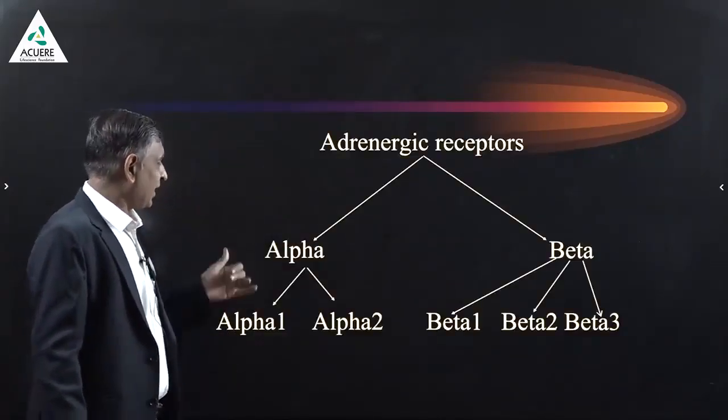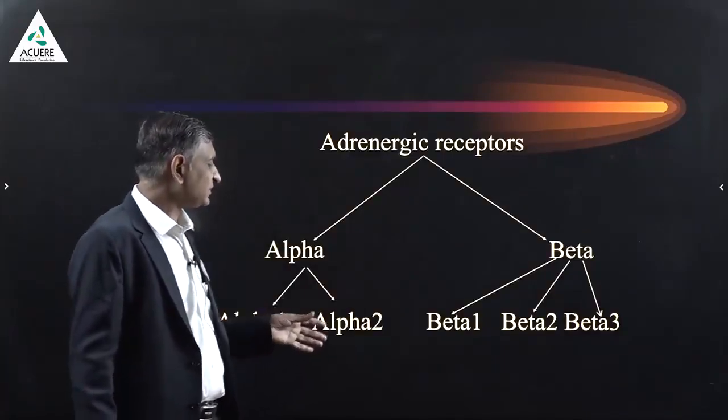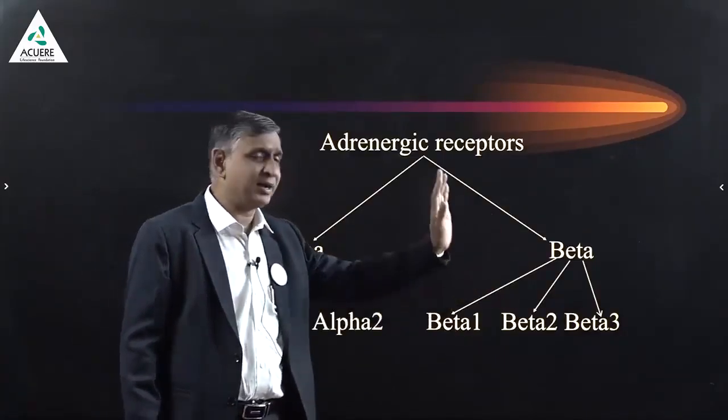This is adrenergic receptor, alpha and beta. Beta, alpha 1, alpha 2, beta 1, beta 2 and beta 3.